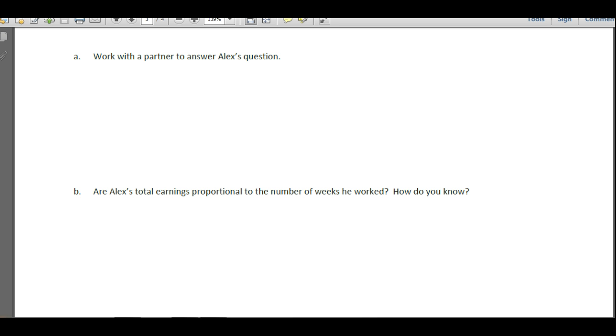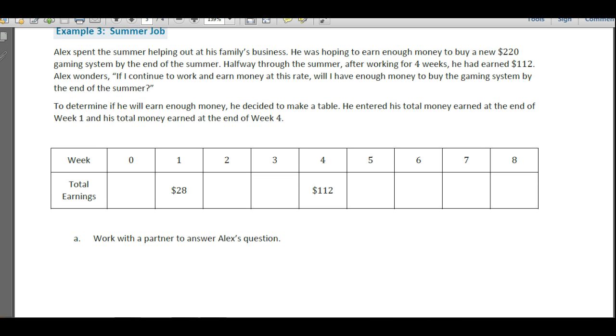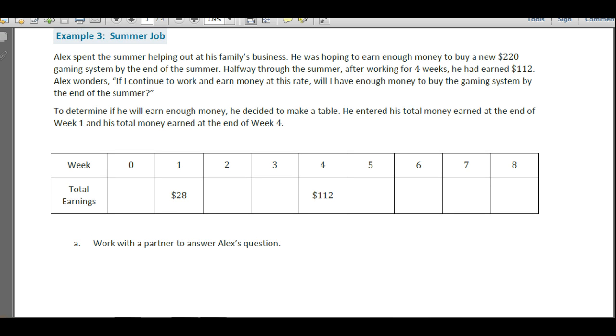Okay, so if you look again at these questions here, answering Alex's question, and of course, again, his question was, will he have enough money to buy the gaming system by the end of the summer? Okay, and this example kind of really gives you the answer right away. Kind of wish they didn't have this value in here because, as you see, if he earned $28 by the end of week one, I guess you're going to get an idea.